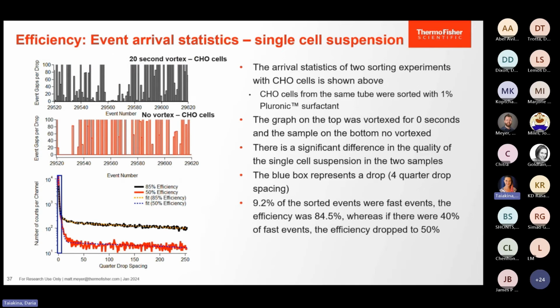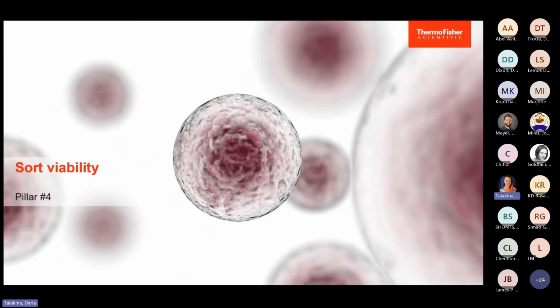And then we can also look at improvements, say if you're adding a surfactant or you're not vortexing your sample, what are those effects on efficiency, and improving that single cell suspension, whether that's vortexing or any type of sample improvements. You can actually start to look at the differences between these fast events and the effect on the efficiency.